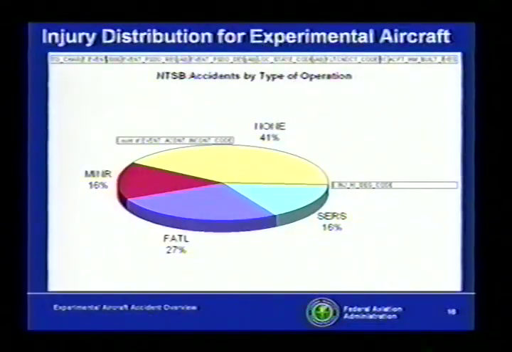For certificated aircraft, we have a 27% fatality rate if an accident does occur. So we are a little bit more likely to get hurt in experimental aircraft. The main reason being the phase of flight that the accident occurs. And we're going to talk about a lot of this. We're going to review a few case studies, and I'm going to give you some examples of things that we can do to minimize our risk.